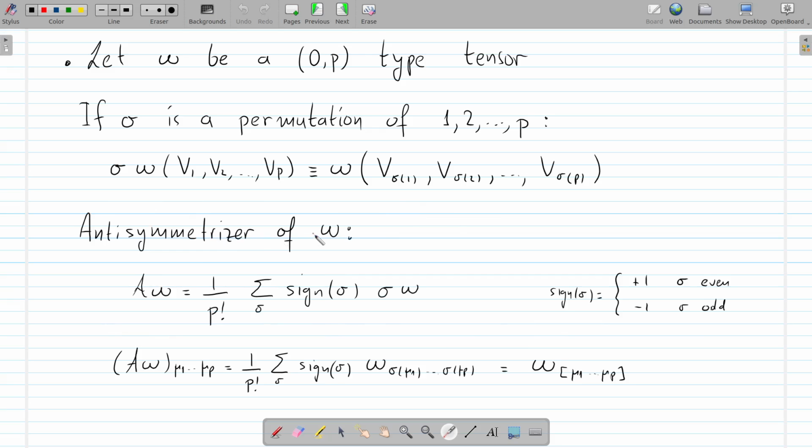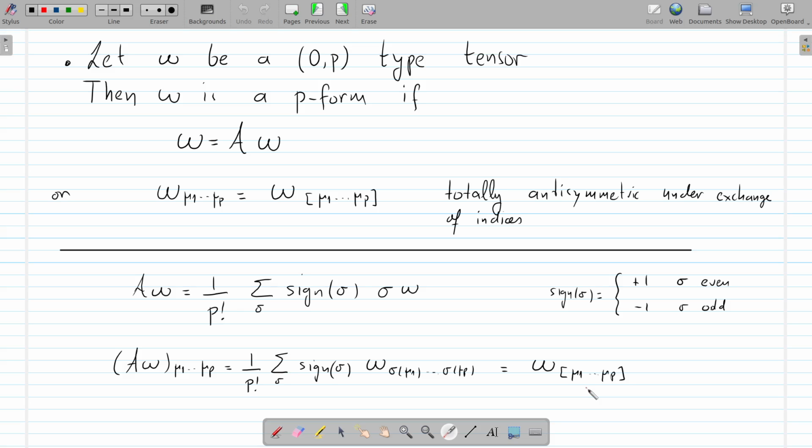From any 0p type tensor, we can define an antisymmetric tensor, which we will call A omega. Consider all possible permutations of integers 1 through p, and form all the possible tensors sigma omega for all sigma, and multiply that by the sign of the permutation. Then this will be a completely antisymmetric tensor, and its components can be found to be equal to the components of omega that have been antisymmetrized with respect to all of their indices.